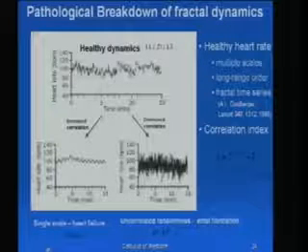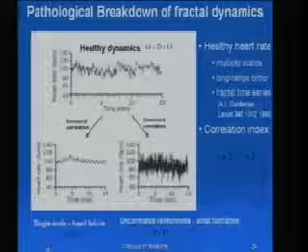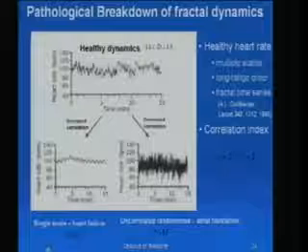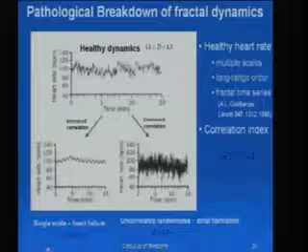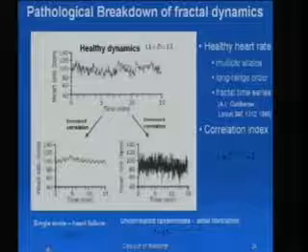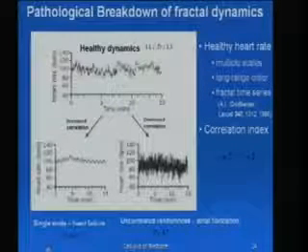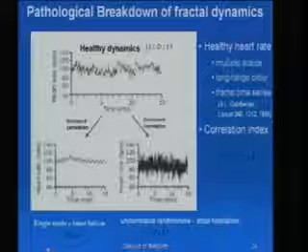So the lesson of this is that truly complex phenomena are a combination of regularity and randomness in some balance that maintains the integrity of the system. Either too much order or too much disorder are both fatal to physiological systems.